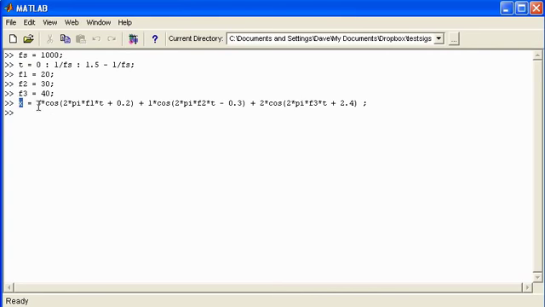In this case, the frequencies of the components are 20 Hz, 30 Hz and 40 Hz. So F1, F2 and F3, and there's my corresponding F1, F2 and F3. The 20 Hz component has an amplitude of 3 and a phase shift of 0.2. The 30 Hz component has an amplitude of 1 and a phase shift of minus 0.3 radians, and the 40 Hz component has an amplitude of 2 and a phase shift of 2.4 radians.